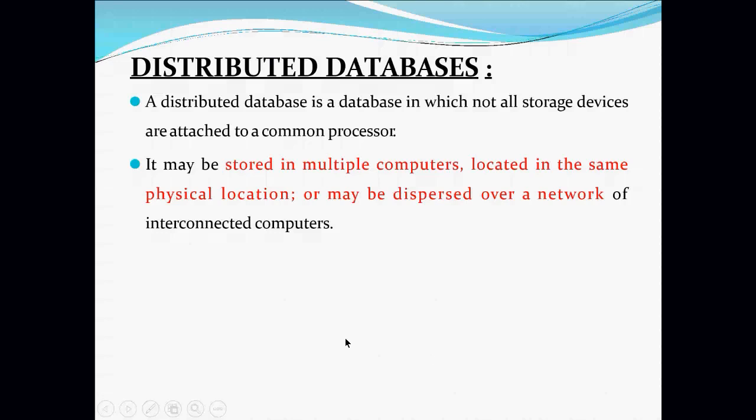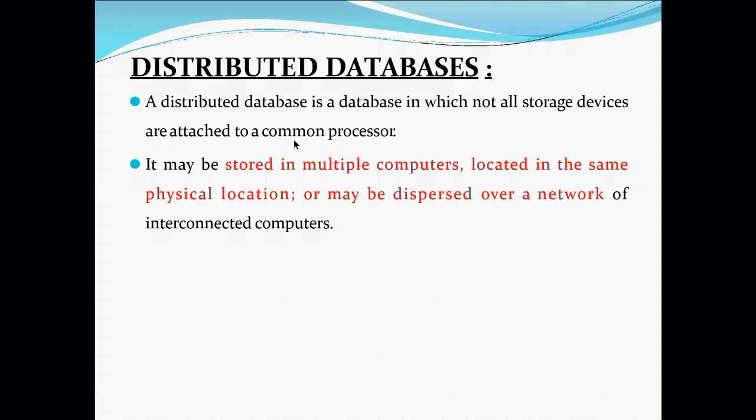Technically, the definition is: a distributed database is a database in which not all storage devices are attached to a common processor. Something like we maintain so many files in our own machine, so we have a small database in our own machine. Sometimes we work in a department or an office where we maintain a database for that particular office. We will have the complete database loaded in the machines connected to that particular office alone.